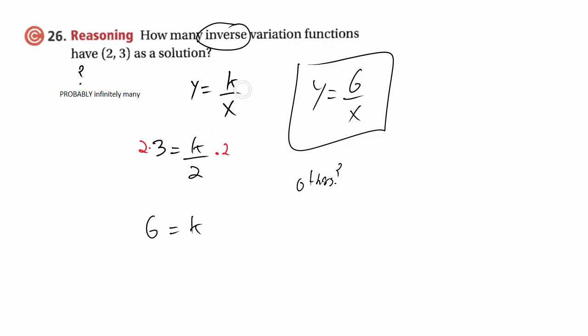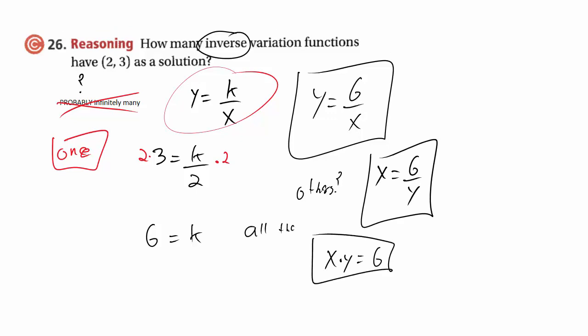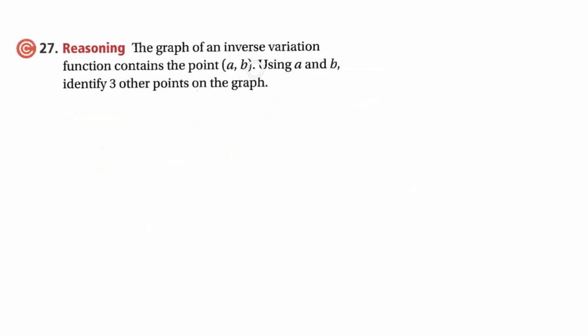Well, we can rearrange the y and the x and the 6. For instance, couldn't we do x equals 6 over y? Or couldn't we do x times y equals 6? But each one of those, x equals 6 over y and x times y equals 6, are all the same function. So the answer is really just 1.